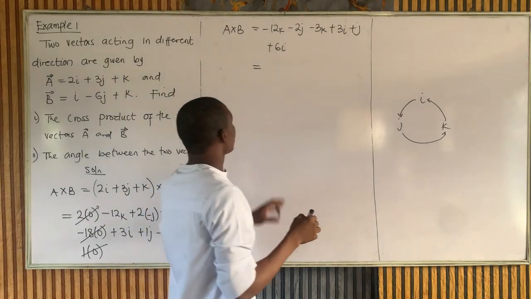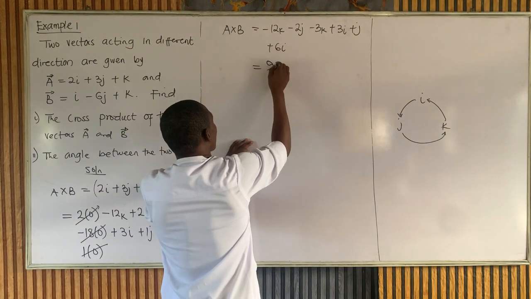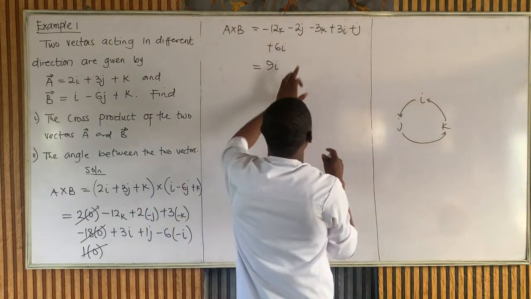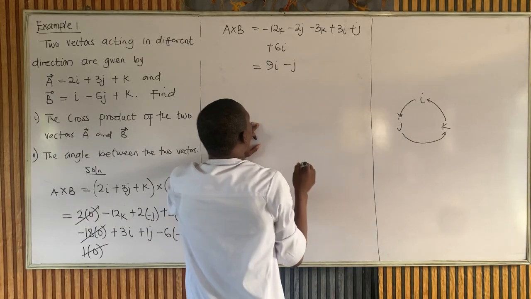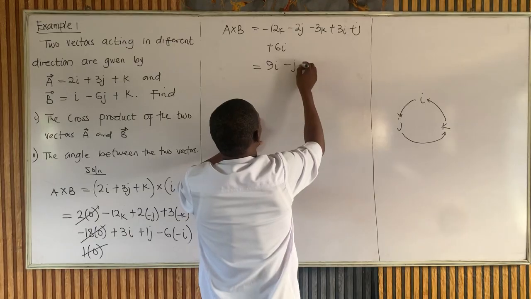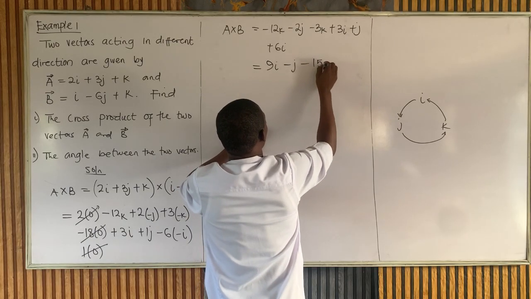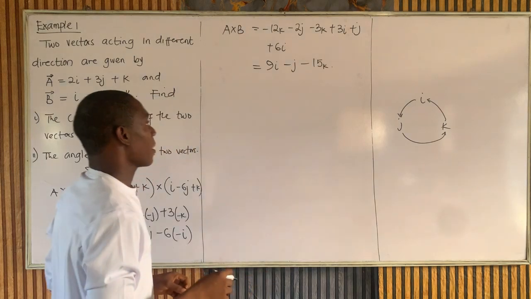Eventually, this will give us 6i plus 3i, that's 9i. And then minus 2j plus j, that's minus j. And then 12k minus 3k, that's minus 15k. So this is A cross B.